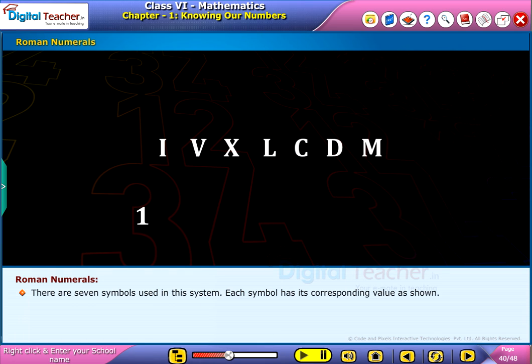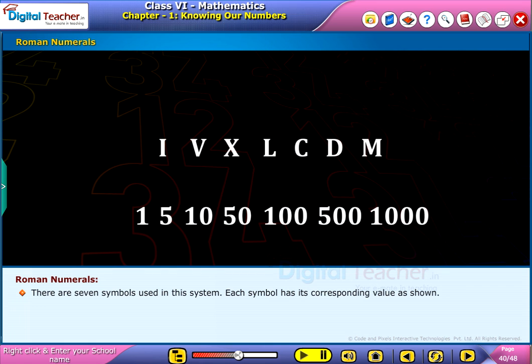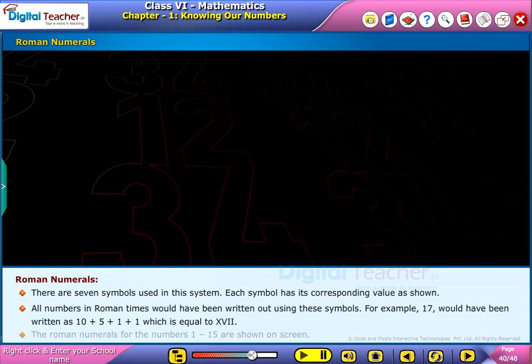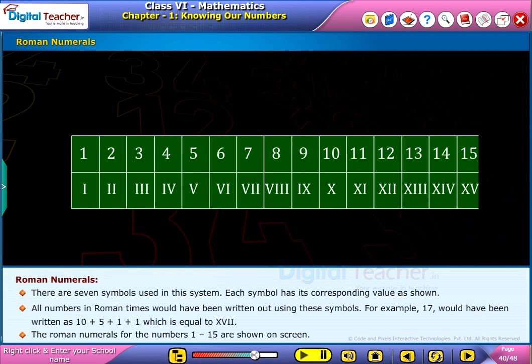I represents 1, V stands for 5, X means 10, L is used for 50, C marks 100, D indicates 500, and M is 1000. All numbers in Roman times would have been written out using these symbols. For example, 17 would have been written as 10 plus 5 plus 1 plus 1, which is equal to XVII. The Roman numerals for the numbers 1 to 15 are shown on the screen.